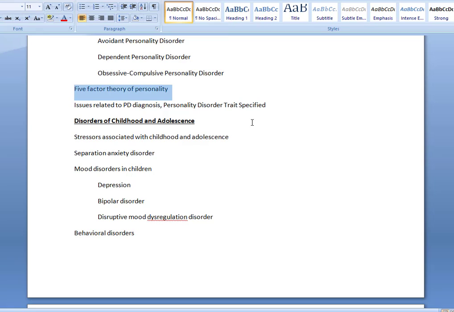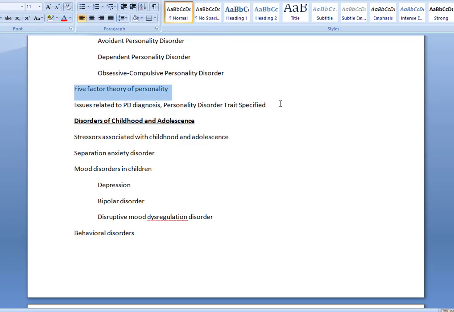We already talked about how we could switch to personality disorder trait specified. When we talk about the 5-factor theory of personality, research suggests, based on a lot of complicated statistical work, that there are 5 main personality traits and that each person would be high or low on these. So your personality is made up of where you fall on 5 different traits, and the acronym is OCEAN.